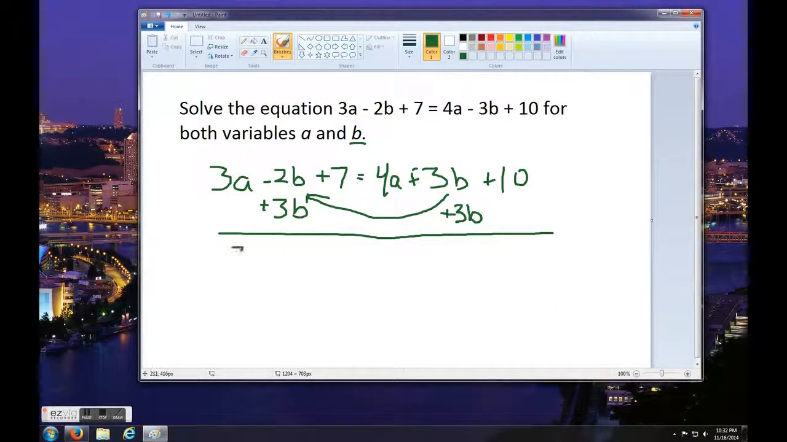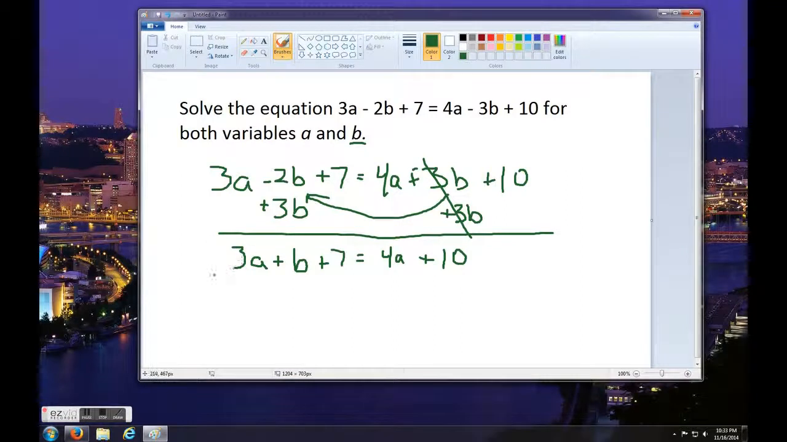So once I've done this, I have 3a plus, what's negative 2b plus 3b? Well, it's positive b plus 7 equals 4a. These will cancel out, and we are left with plus 10. Now I'm going to do the little shortcut this time because we've already gone through all these steps once. I have all my b's over here. Now I have to get b alone.